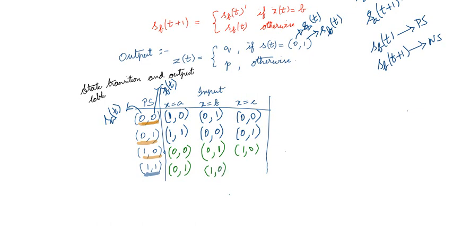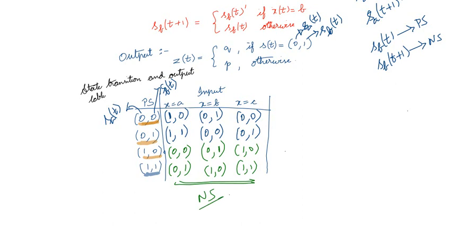Next, when the input is C, what happens? This is A, this is B. Now the input is C. Their counts are not going to get affected, so it is still 1, 1. Right? So these are the next states. This entire thing which you have filled now is the next state.